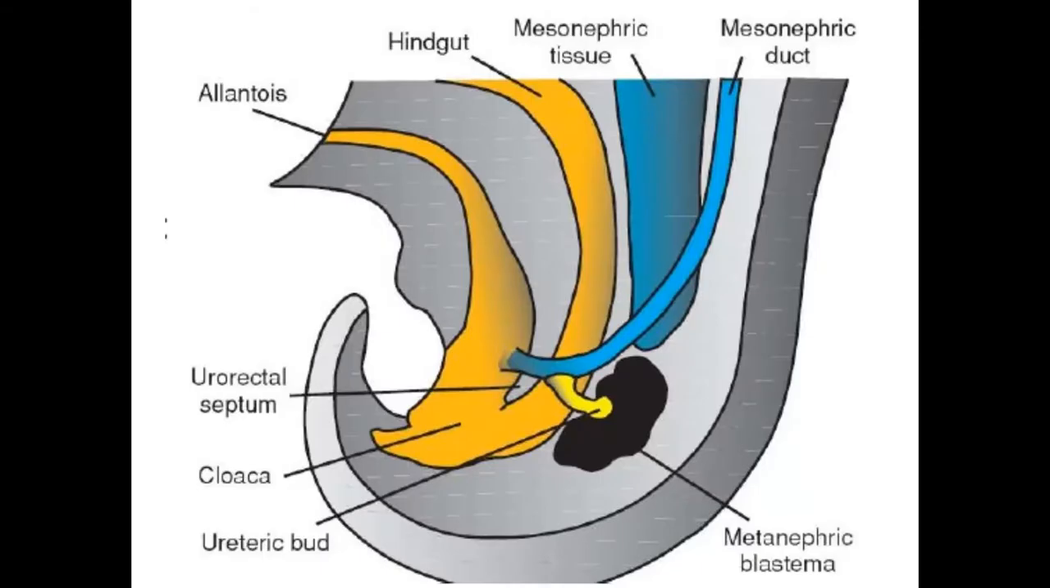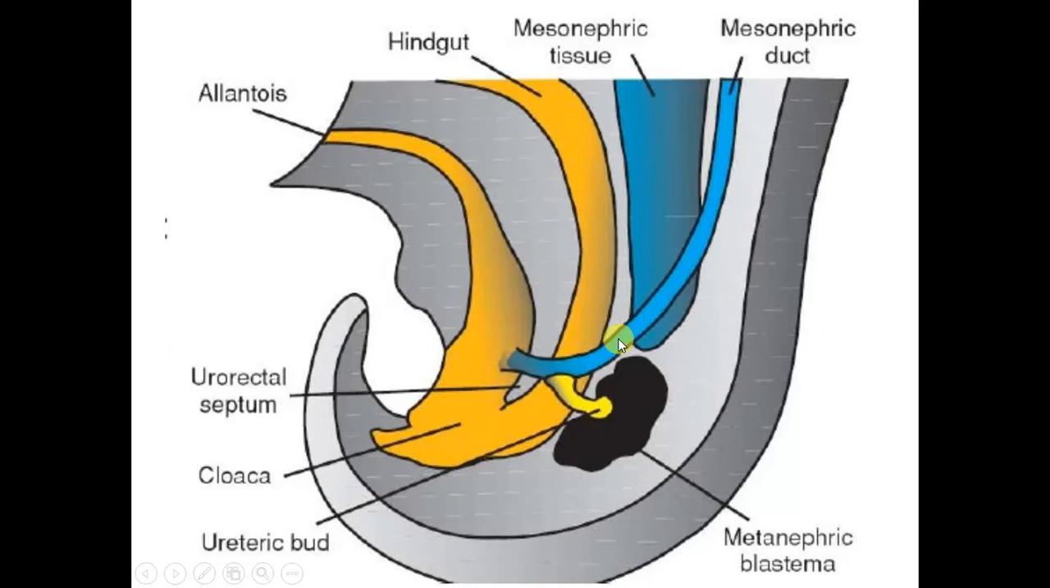Here we can see the opening of the ducts into the cloaca. Here you see that this is part of the cloaca, and here it is dividing into two parts, hindgut and allantois, and here the mesonephric duct is opening into the allantois part. Along with that, this ureteric bud is also opening into the same part, and they are interrelated with each other.